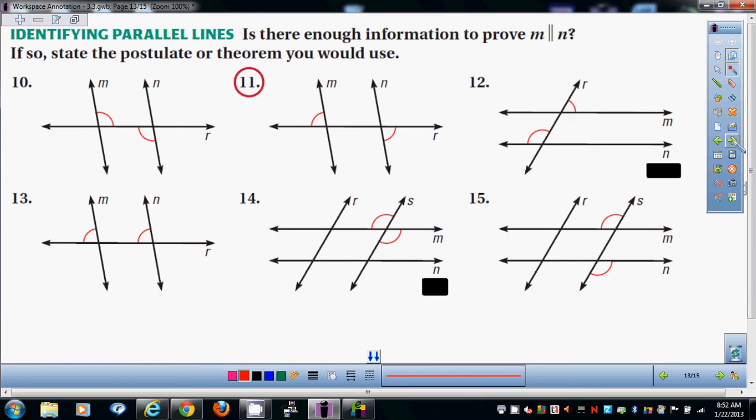Number 13. What kind of angles are those? They are corresponding. And this implies that they are what with each other? Does your corresponding angles converse state that corresponding angles are congruent, therefore lines are parallel? Yes. So this one would be yes by postulate 16 or your corresponding angles converse, whichever one you choose. I like acronyms, CAC. That's just me.